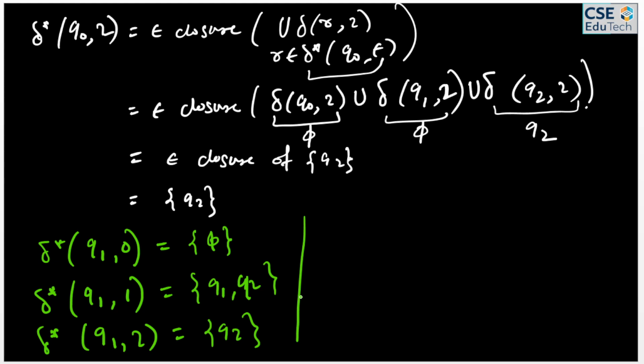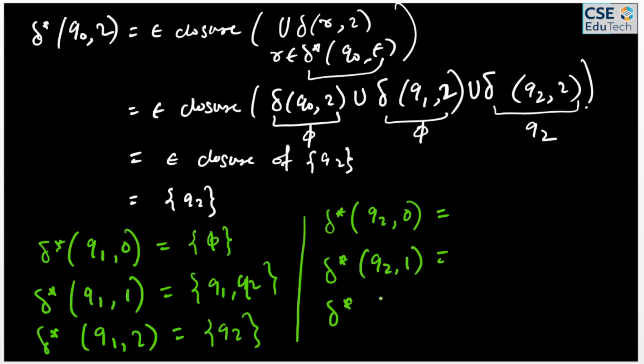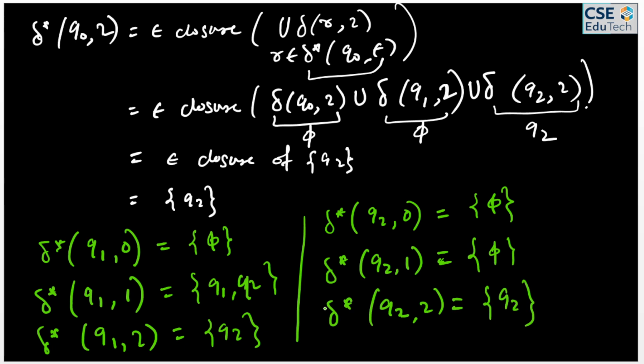Now we have to do the same for delta star q2 0. Similarly for delta star q2 1 and delta star, sorry, q2 2. We have to do this. And again we will obtain the null set, it will also give you the null set, and it will also give you q2. So all the states with their corresponding input symbols we have covered.